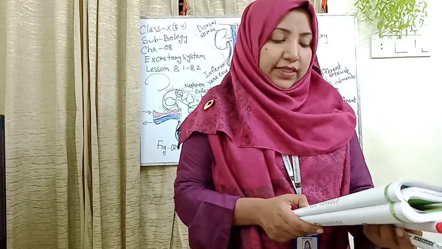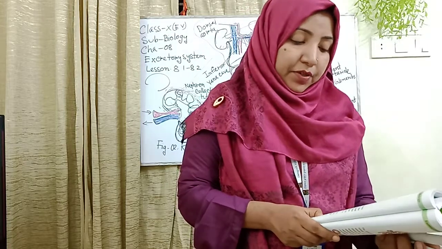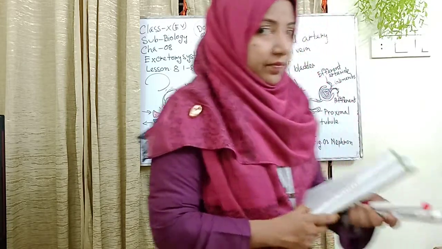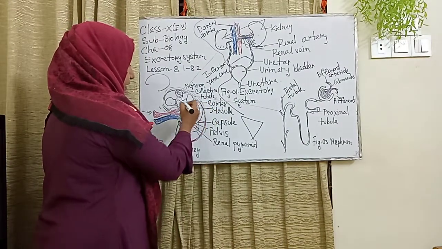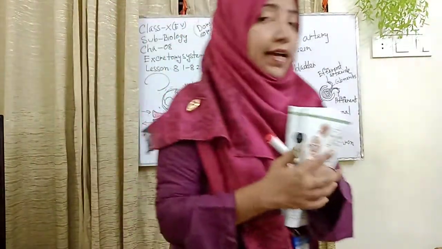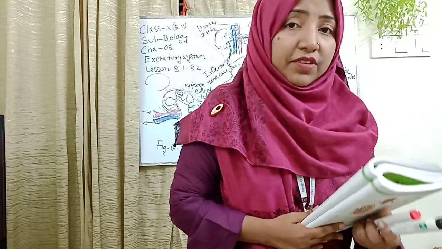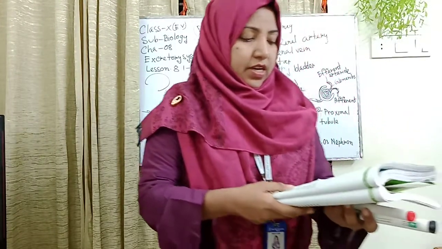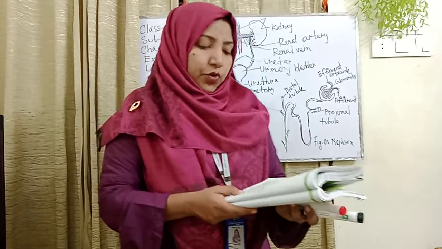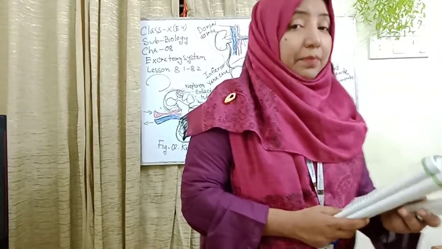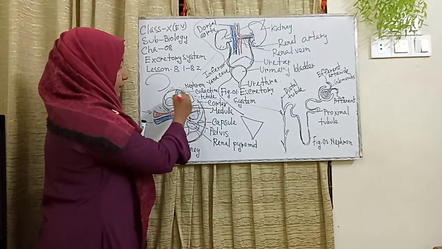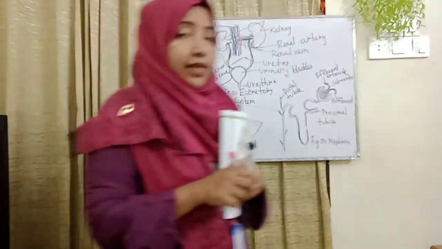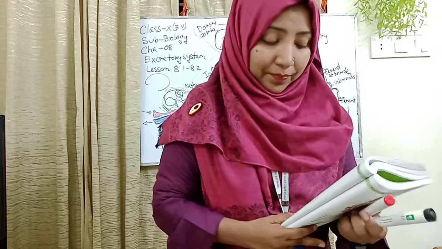Both of these regions are composed of connective tissues and blood vessels. This structure is the cortex and the next structure is the medulla, and they are connected with the blood vessels. Next, generally there are 8 to 12 renal pyramids in the medulla. This structure is the renal pyramid, and there are 8 to 12 of them.